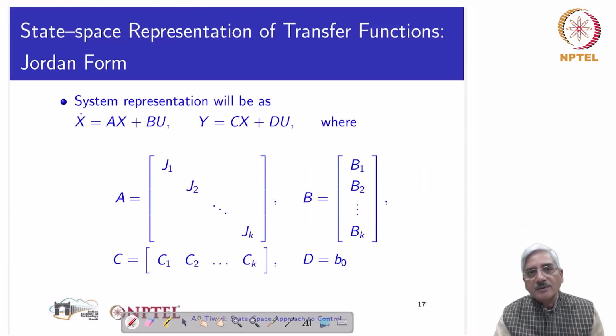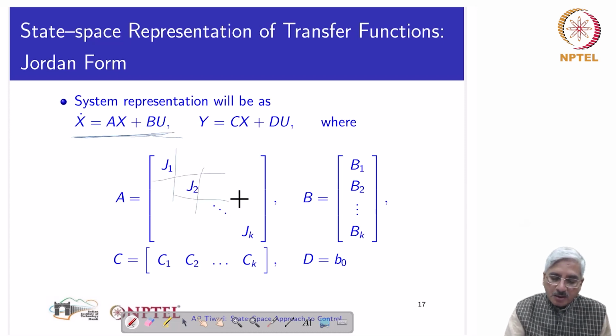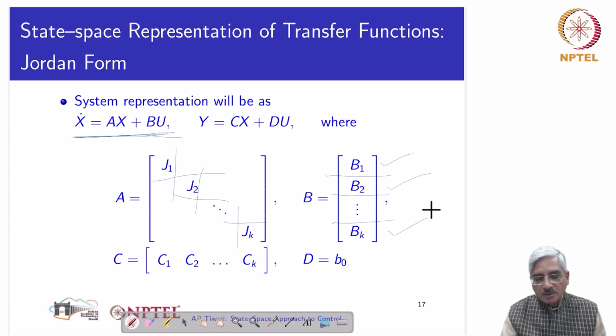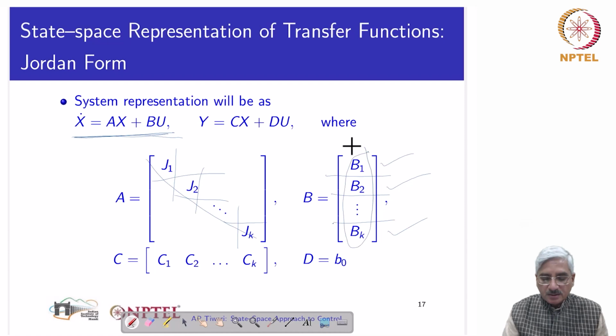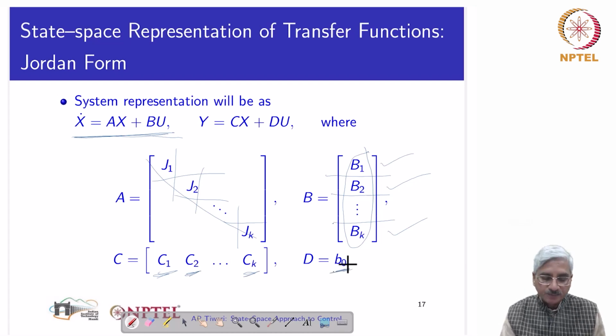And if we club all of them, put them all together, then the system matrix A of the given transfer function, the corresponding system matrix A in the state space description, will be all those Jordan blocks put together, J1, J2, etc. up to Jk, and all those corresponding input matrices B1, B2, etc. Bk. So k Jordan blocks and corresponding input matrices and corresponding output matrices C1, C2, etc. And of course direct coupling matrix D will be there.